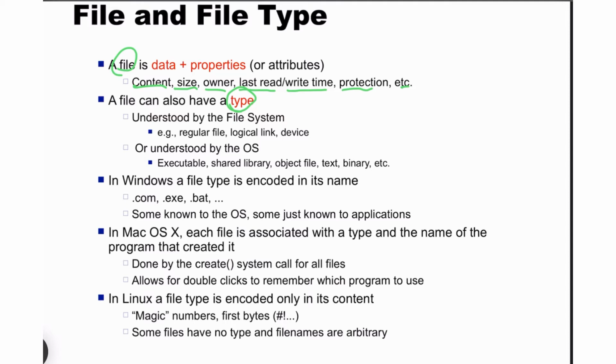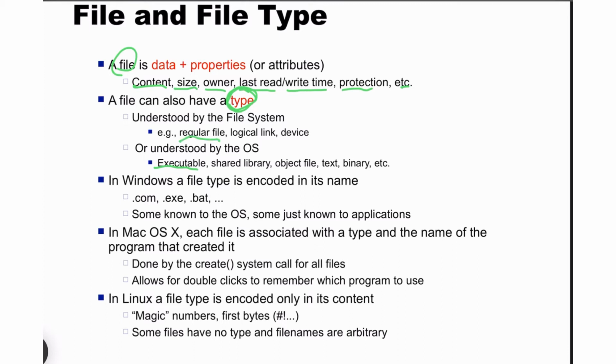Types understood by the file system are regular file, logical link, and devices. Those understood by the OS are executable, shared library, object file, text, binary, etc. Okay. So yan yung pwede nating i-link, or the things that we can link with a file. So a file can be an executable. For example, it is a program, an executable code. So it is an executable file.